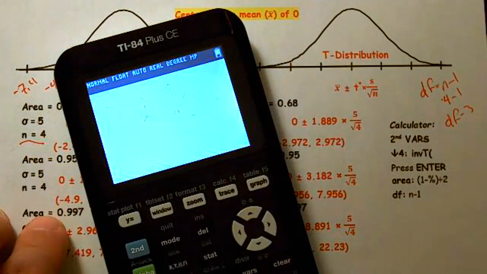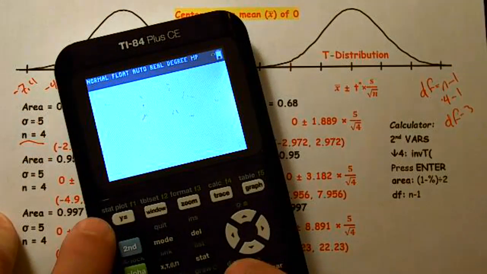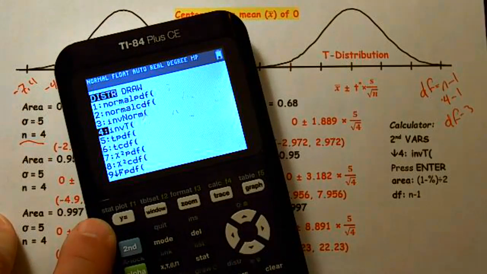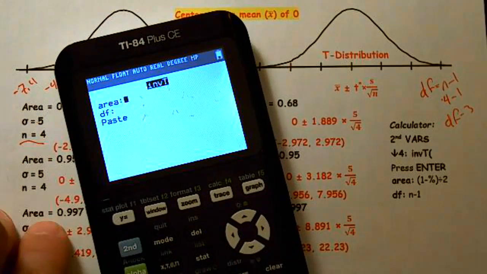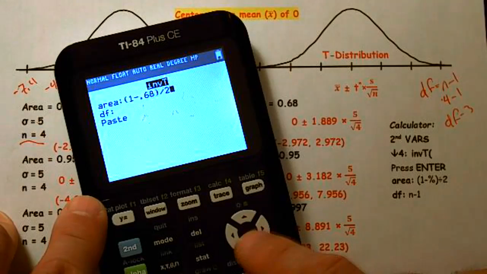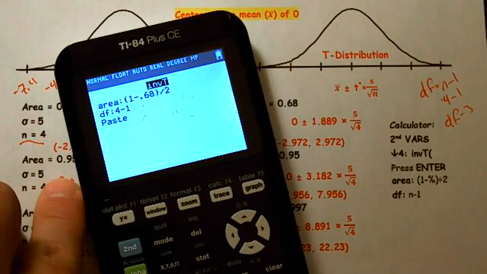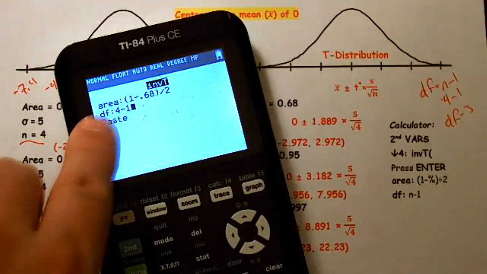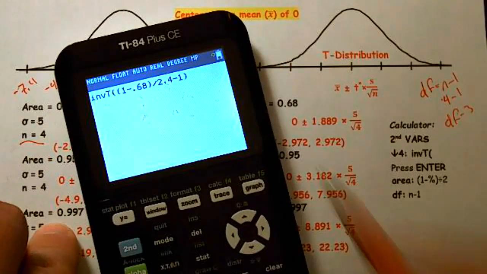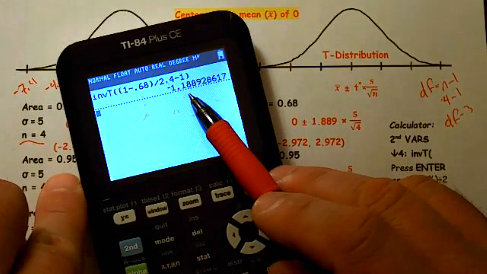Now, we don't get to use inverse norm because we're working with a t distribution. So we're going to go second vars, inverse t. I'm going to go area. Once again, I'm doing the same type of calculation: parenthesis 1 minus 0.68, close parenthesis, divided by 2. Degrees of freedom, which was 4 minus 1, or just 3. You can type in just 3. There's no reason to do 4 minus 1. And we end up finding that our t-score is 1.188.